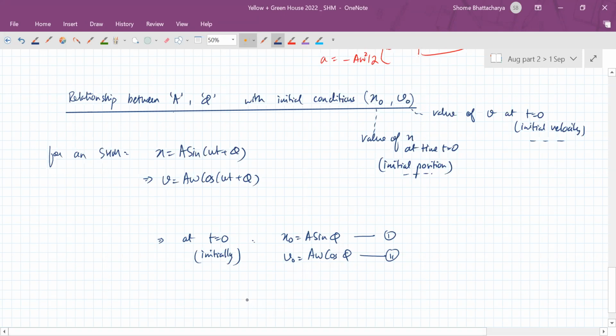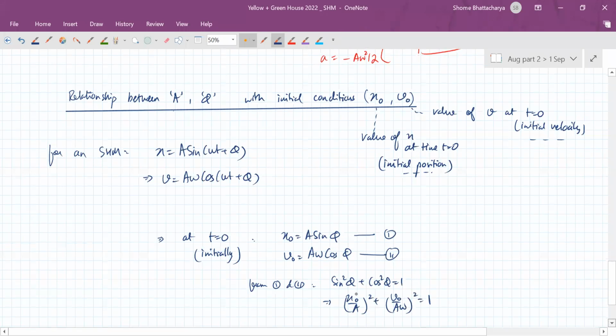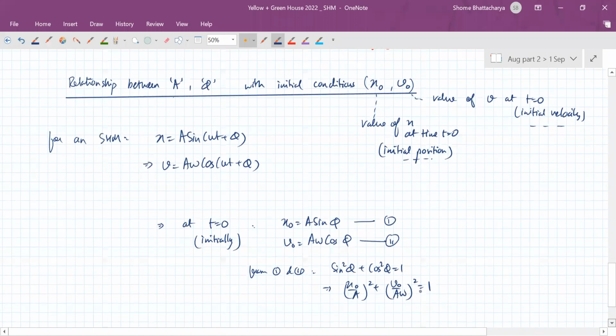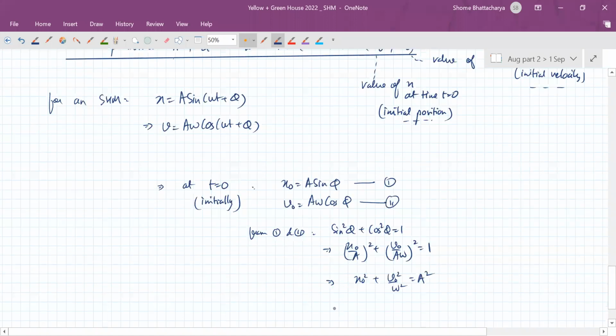Now to derive that equation exactly, from equation 1 and 2, we can apply the identity that sine square phi plus cos square phi is equal to 1. So we have x0 by a whole square plus v0 by a omega whole square is equal to 1. This will give us the relationship we are looking for: the amplitude in terms of the initial position x0 and initial velocity v0 is given by this relation.